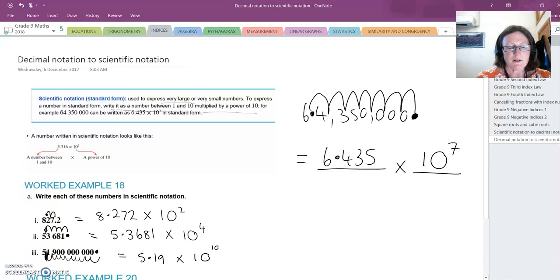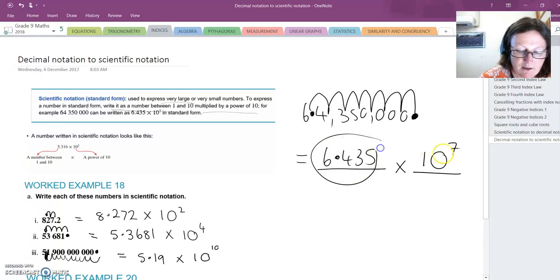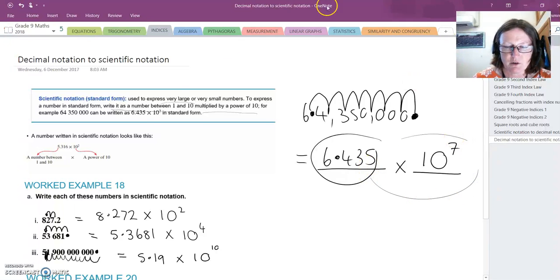So just remember, decimal notation and scientific notation. For scientific notation or standard form, it's a number between 1 and 10 multiplied by 10 to the power of something.